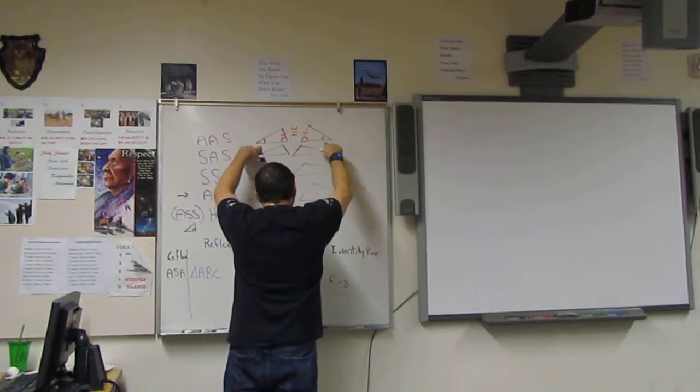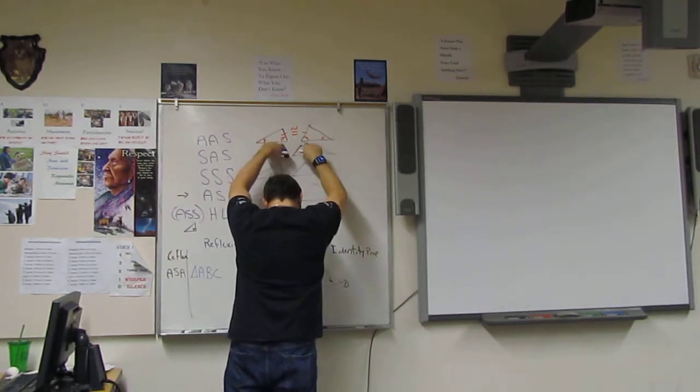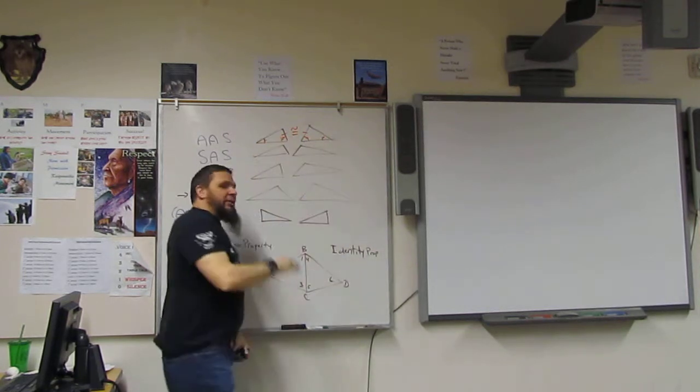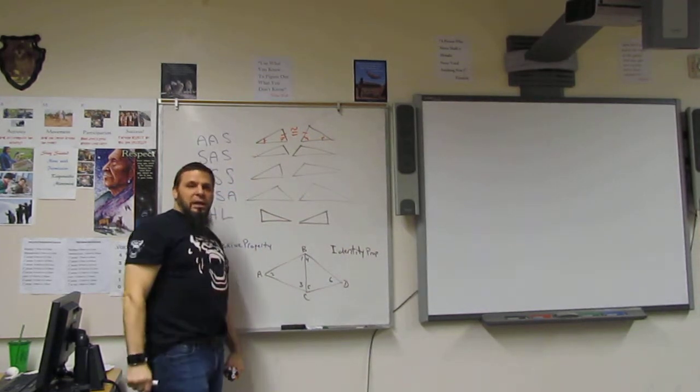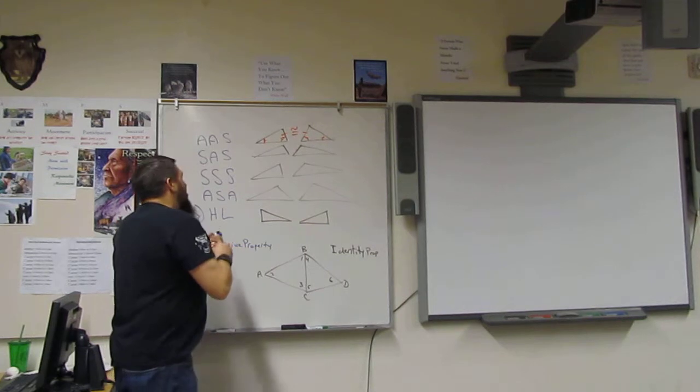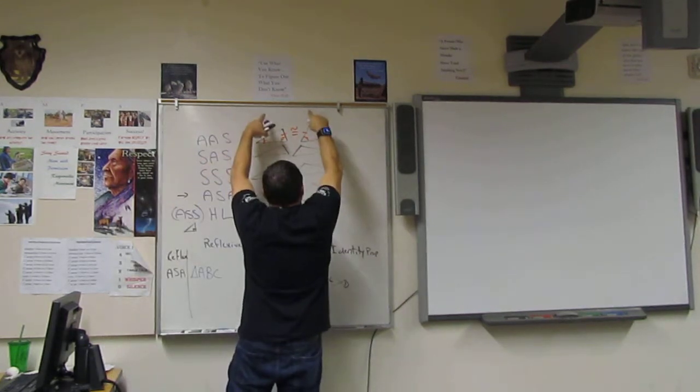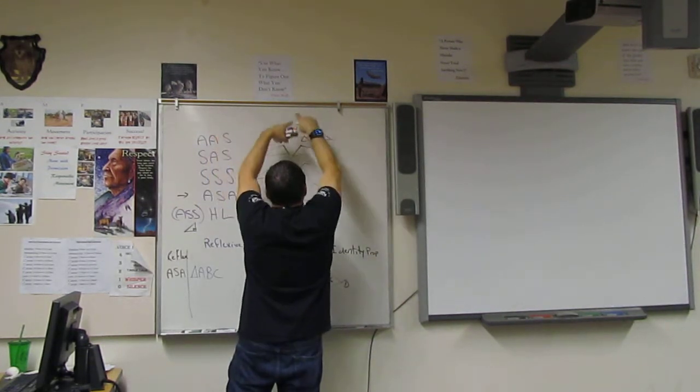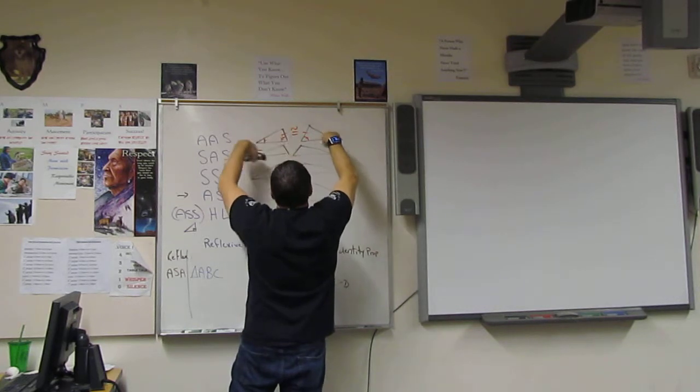The two angles are congruent. The two angles are congruent. The sides are congruent. They go in that order. Now, they could go in this order, counterclockwise, or actually that's clockwise. Well, one's clockwise, one's counter, so.